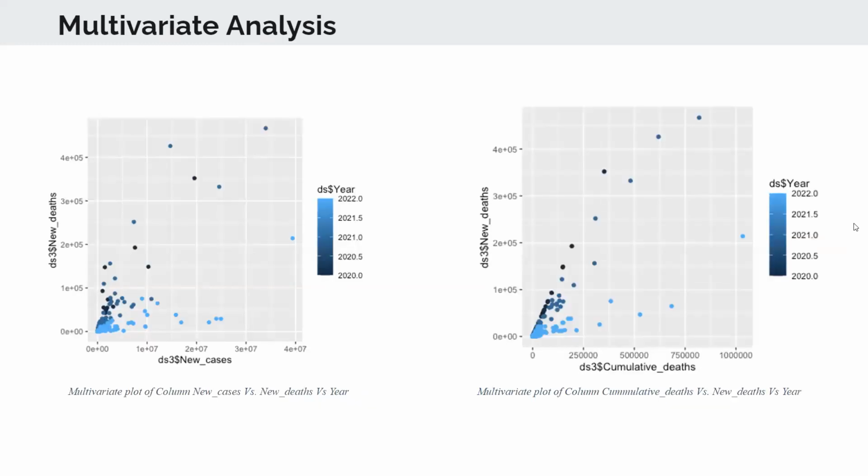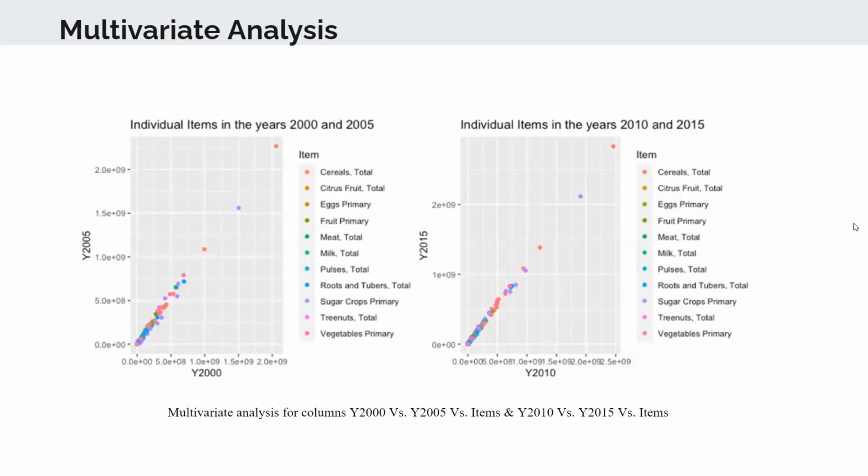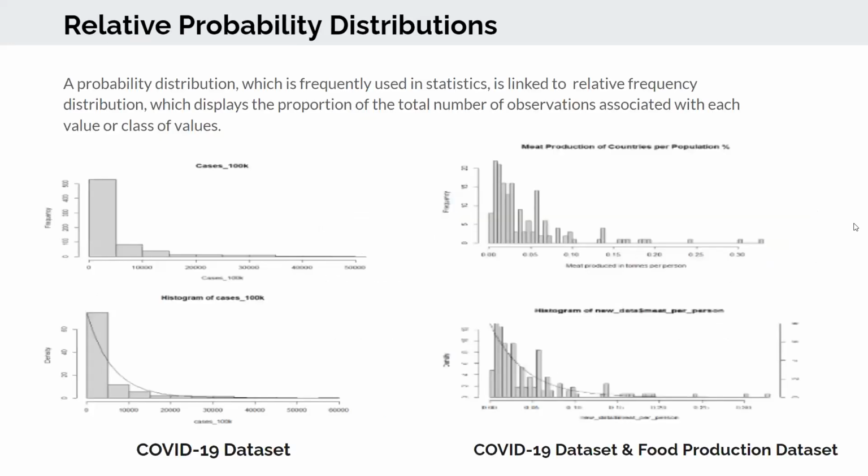Next slide, please. So multivariate analysis. From this, we could get to know that the number of new cases or new deaths was more in the year 2020 compared to other years. And we could also see that the number of cumulative deaths was more in the year 2022. Next slide, please. So for this, we perform it for the food production data set. From the graphs, we could see that the food production of cereals was more in every year compared to the other food items. Next slide, please.